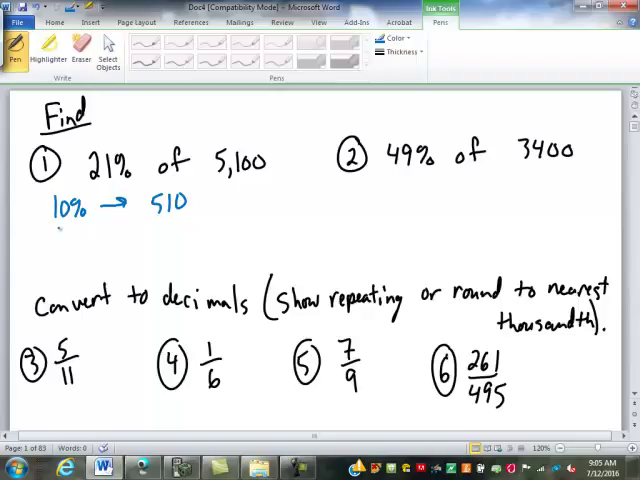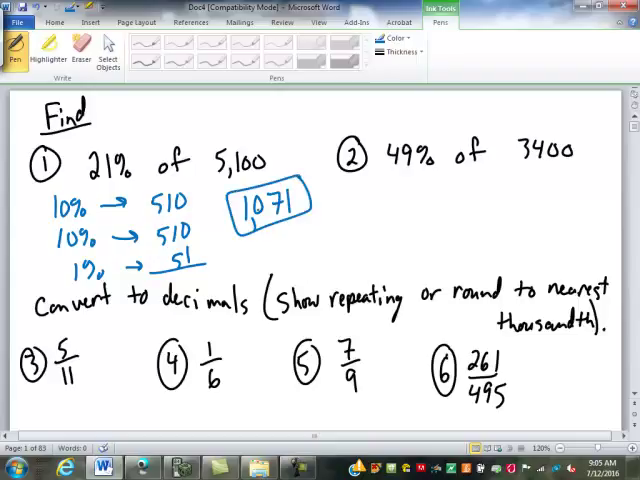Well, 21% is going to be 2 tens and a 1. So the second 10 is also 510. What's 1% of 5,100? Just 51. If I add that up, I get 1,071 is 21% of 5,100. How many of you had that? Good deal.